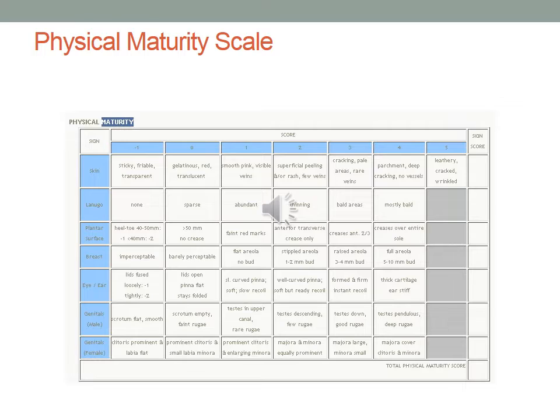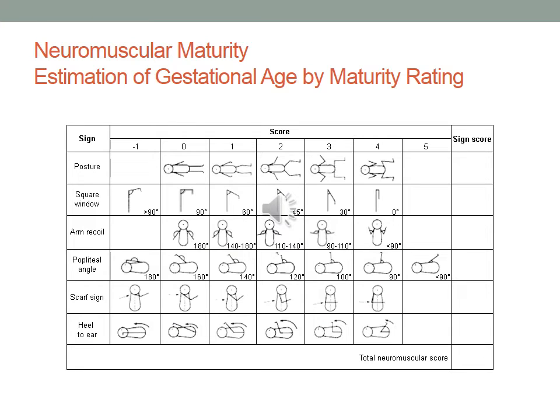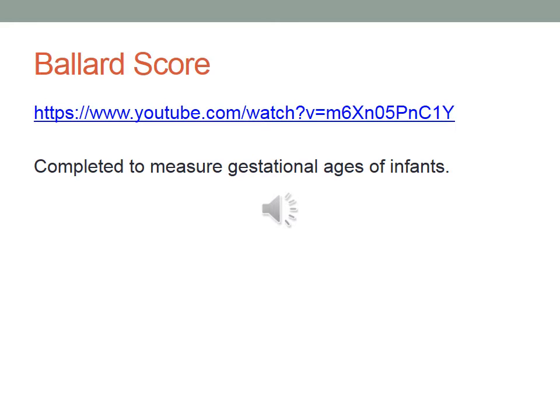This is a picture of the physical maturity scale that is used on assessment of the newborns within the hospitals. This is a picture depicting the neuromuscular maturity and estimation of gestational age by maturity rating scale that they use within the hospital when they're assessing newborns. Please go to this YouTube video and watch the usage of the Ballard scoring system.